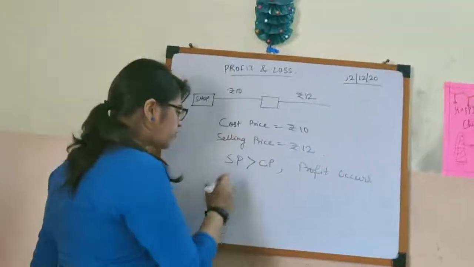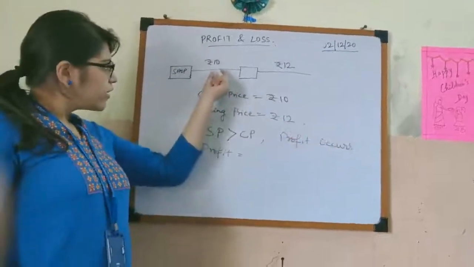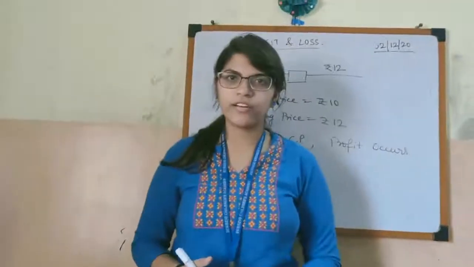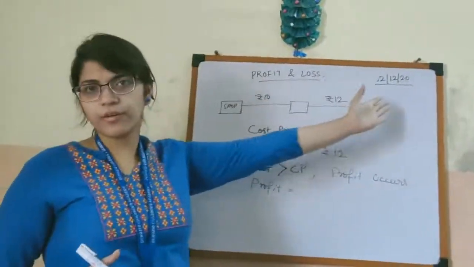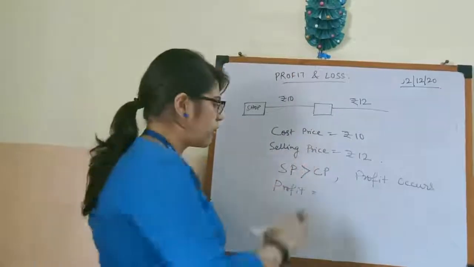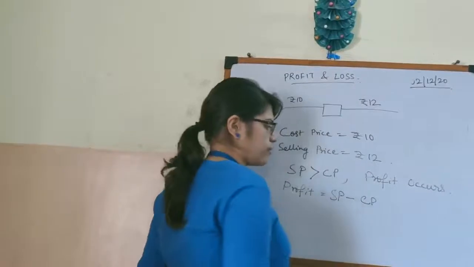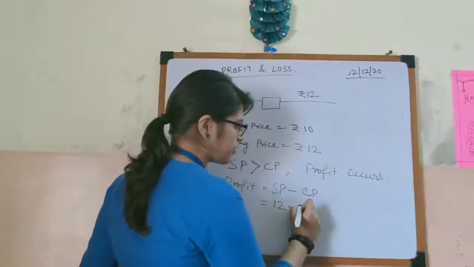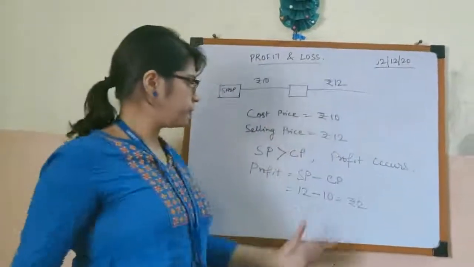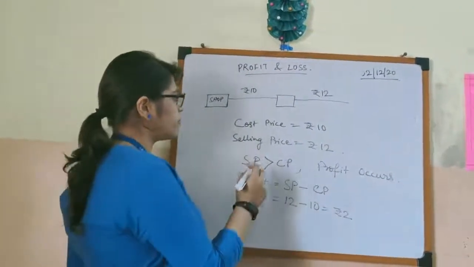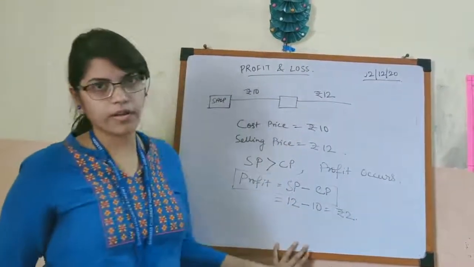Okay. And what is the formula of profit? Here we can clearly see that we have made 2 rupees profit, isn't it? Because you have bought it with 10 rupees and you are selling it at 12 rupees. So 2 rupees extra you have got. So the formula of profit is selling price minus cost price. That is 12 minus 10 in this sum. Okay. So that is rupees 2. So the first formula we have to remember is profit is selling price minus cost price.